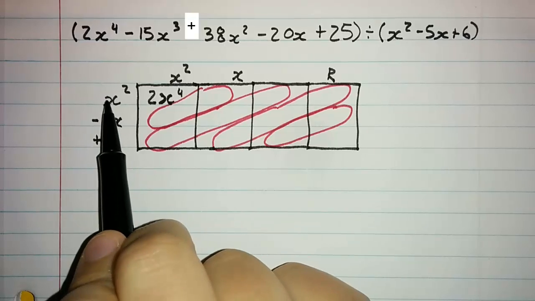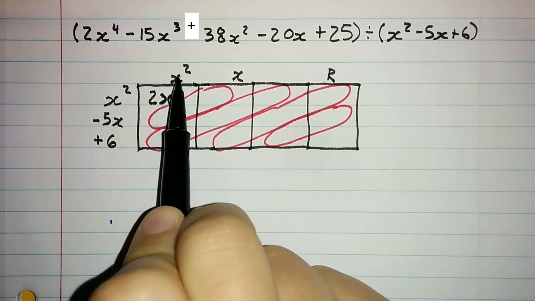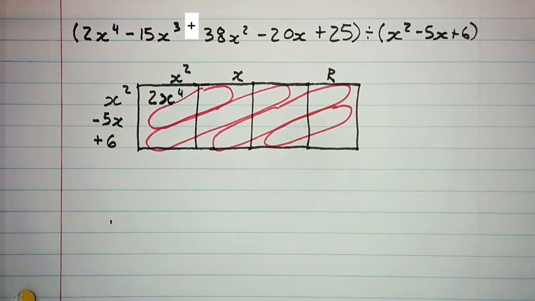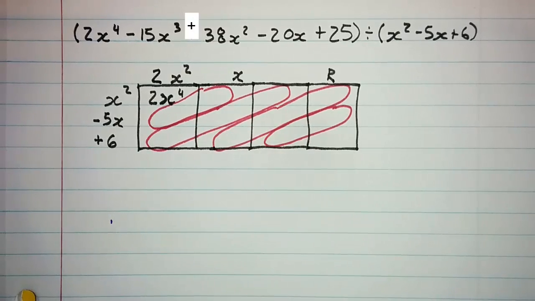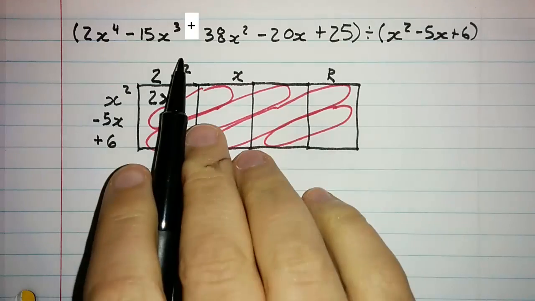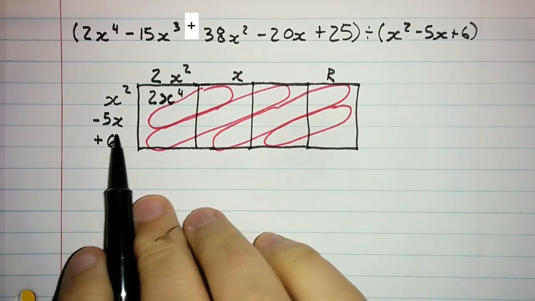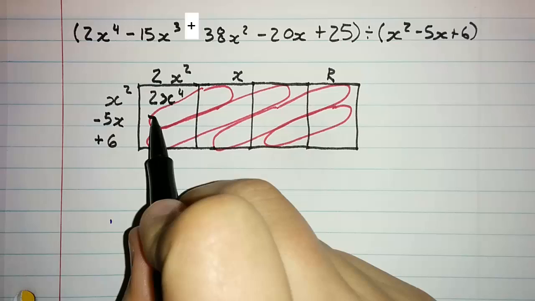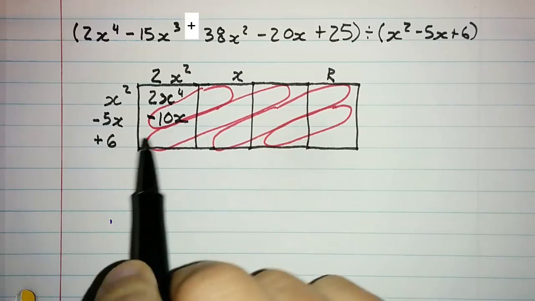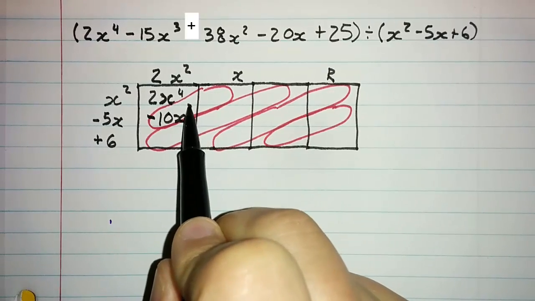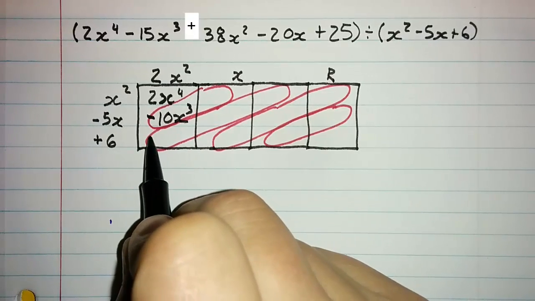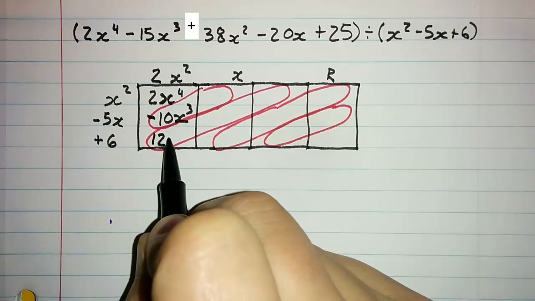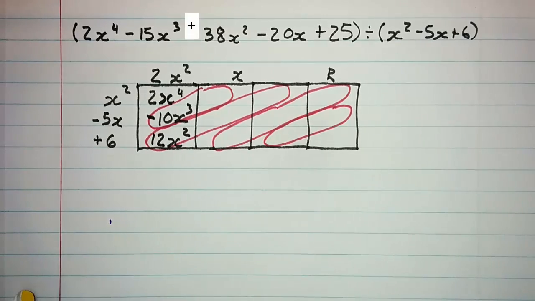Alright, what do I need to multiply x squared by to get 2x to the 4th? It's going to have to be 2x squared. 2x squared times negative 5x will be negative 10x to the 3rd. 2x squared times 6 will be positive 12x squared.